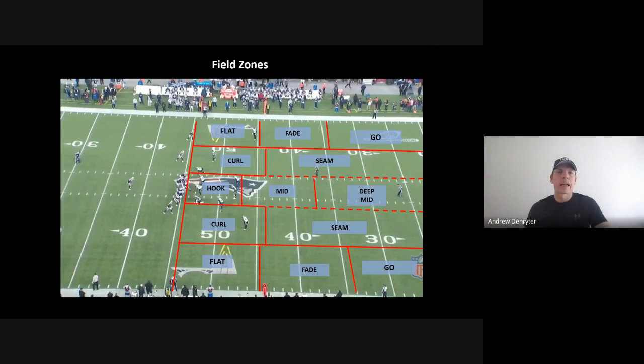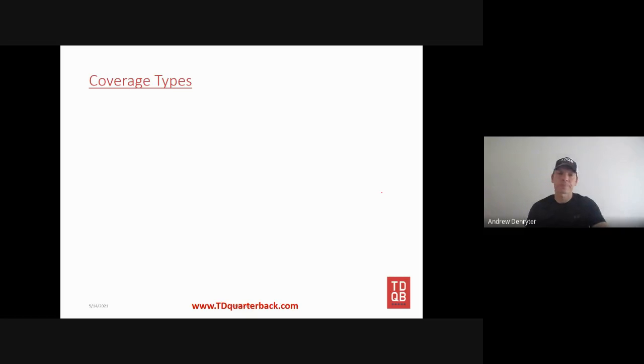Quick review: flat, fade, and go on the outside. In between the numbers and the hash, you've got your curl and your seam zone. Remember, the high school hashes are a lot wider, so that is going to work basically from the inside of the numbers all the way to the tackle box. You can see on the diagram here, we've got it drawn to the tackle box. In between the tackle box, our hook, our middle of the field, and then our deep middle.